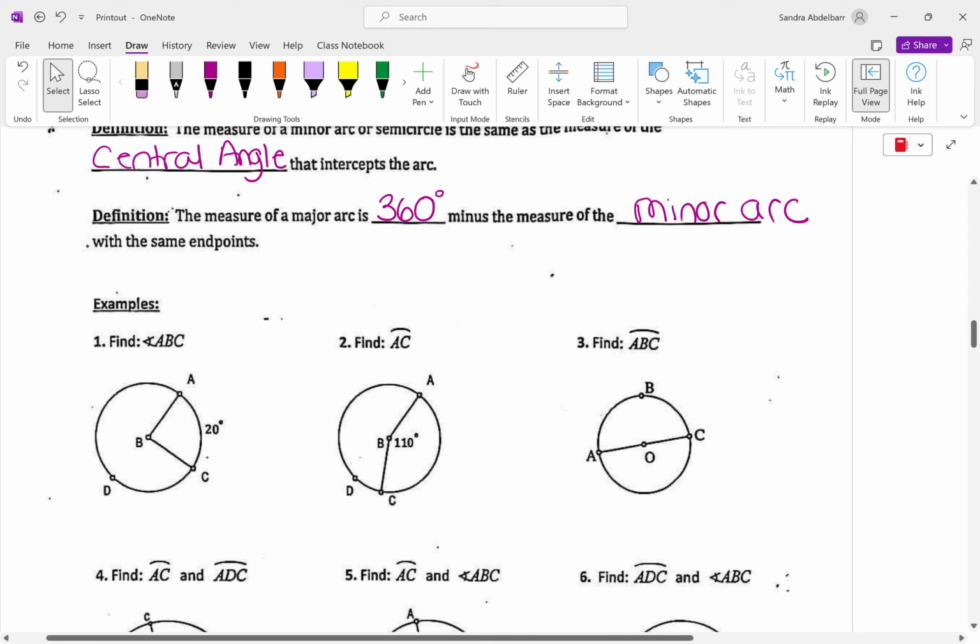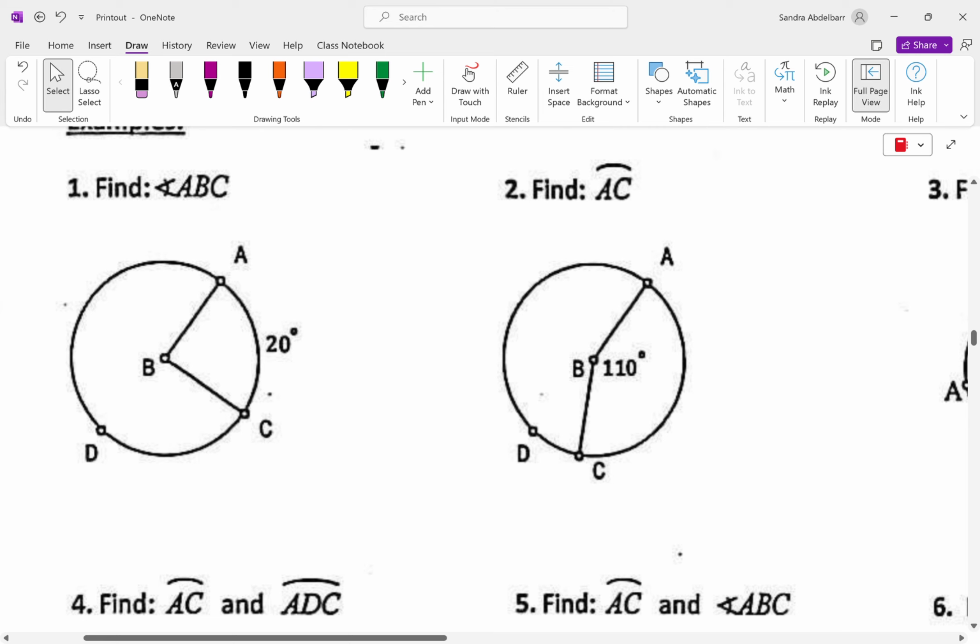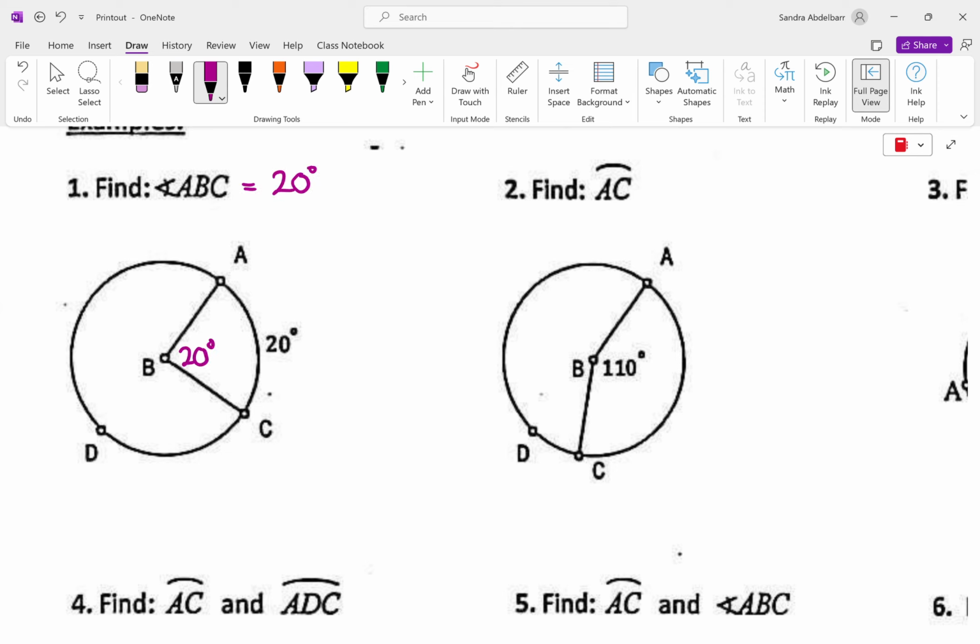Okay, so what is this saying? Basically, it's saying the degree of your minor arc and the degree of your central angle are the same. So if I have arc AC is 20 degrees, that means central angle ABC is also 20 degrees.